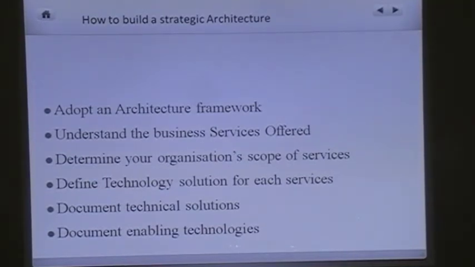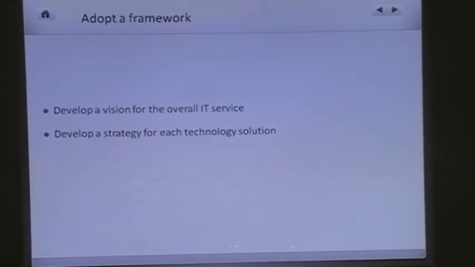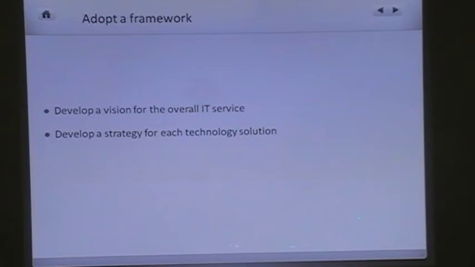So that is the technology which will enable the use of print, email and internet services. Let's look at how, imagine if this is being deployed by an IT solutions company. Now, how will they adopt a framework? They are looking at developing a vision for the overall IT service.